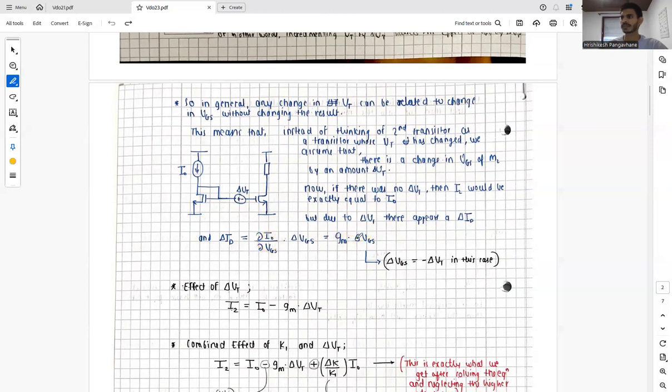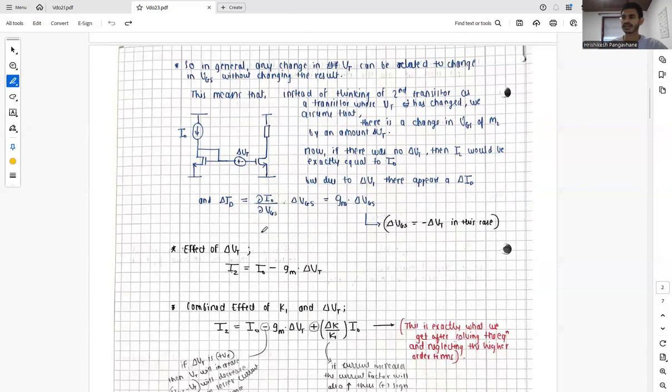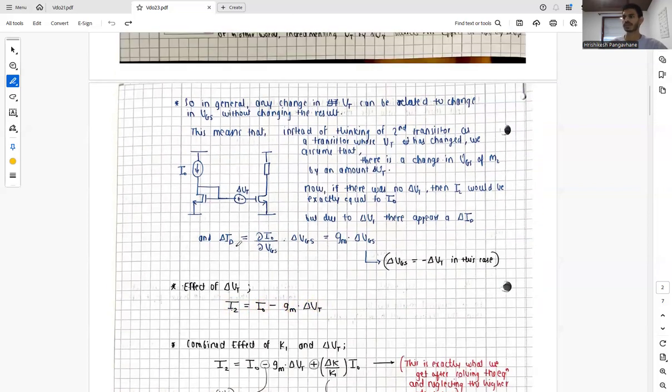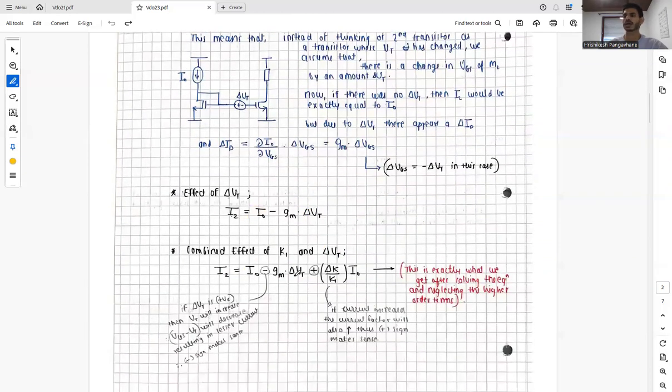So it comes out that the small change in the current, or small deviation in the current, is Gm times delta VGS, where delta VGS in our case is minus delta VT. So the effect of delta VT is that I2 will be I naught minus Gm times delta VT. If there was no delta VT, then this value will be 0 and I2 is exactly equal to I naught. So now the combined effect of K1 and delta VT will look like I2 equals I naught, which is the exact value, minus Gm delta VT, and why minus?